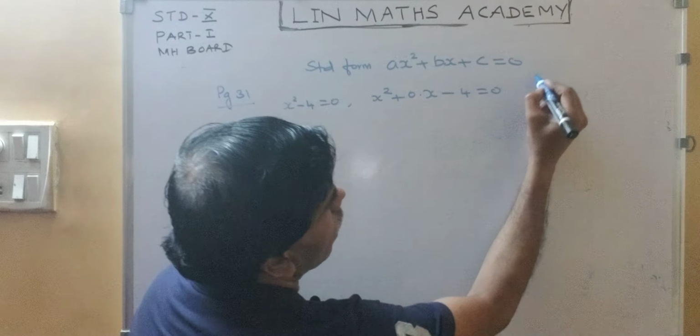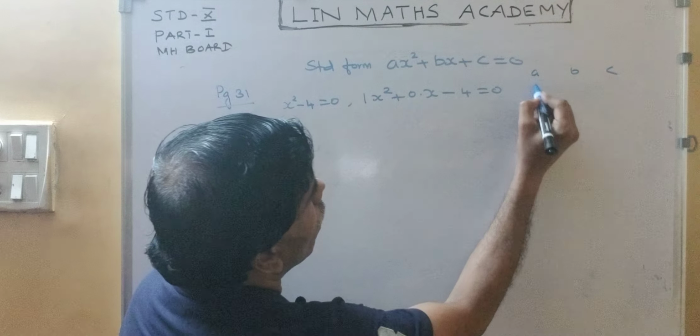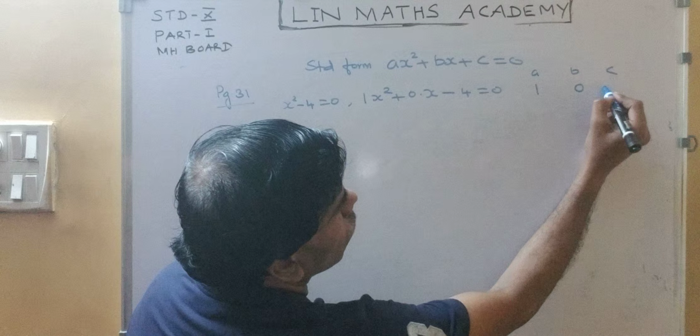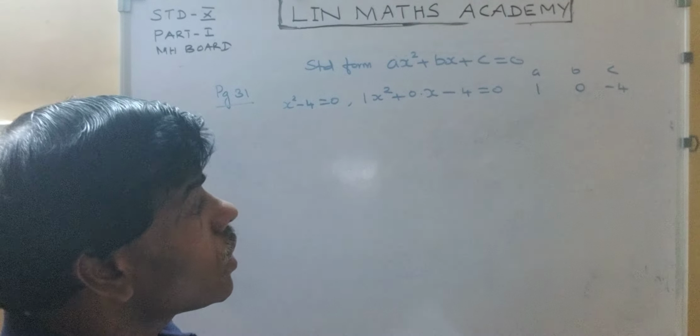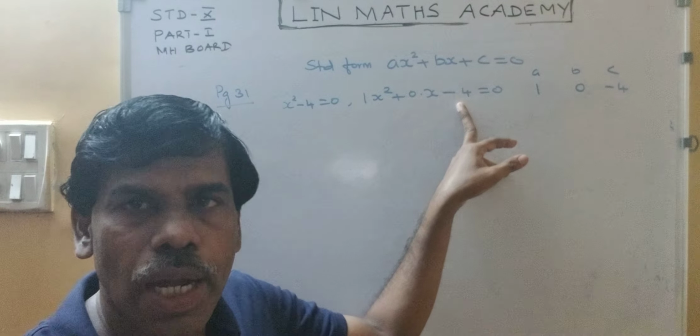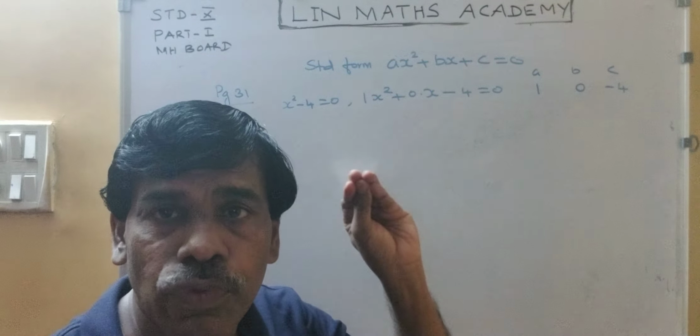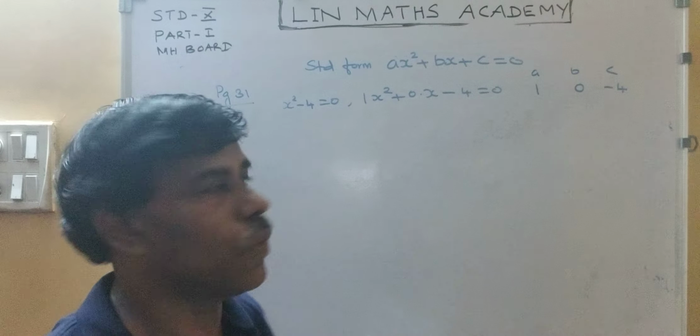So what is a here, b here, c? What is a? 1. What is b? 0. What is c? Minus 4. See, you have to write along with the symbol only, for the constant don't write 4. It is minus 4. You be specific because minus 4 is different from plus 4.